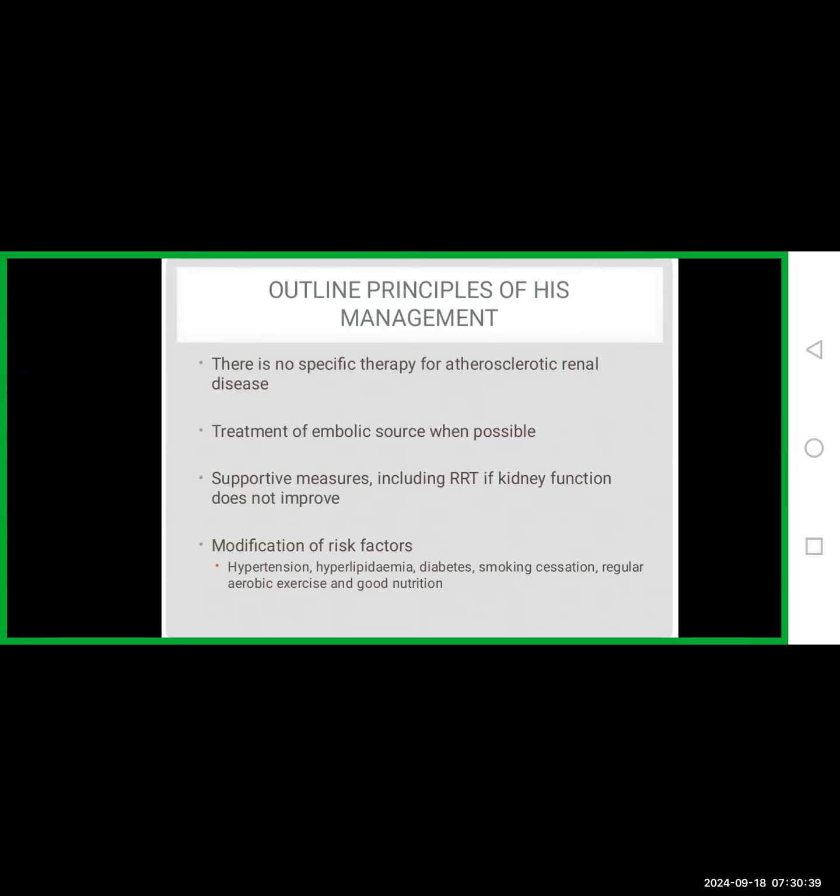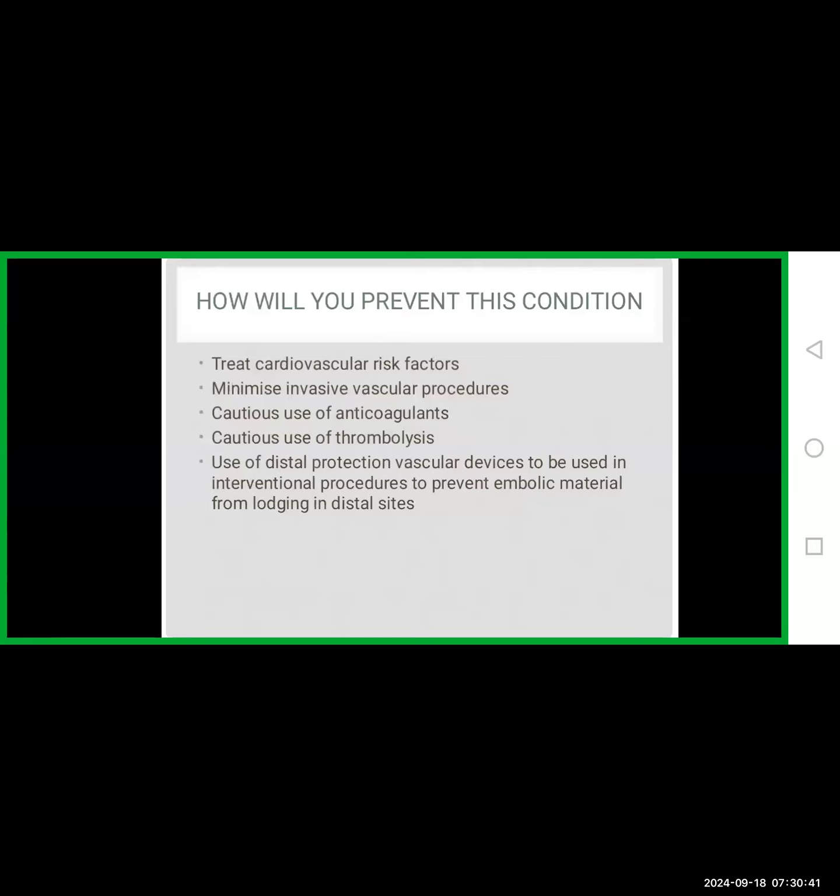How will you prevent this condition? Next slide. To prevent it is to treat cardiovascular risk factors and minimize invasive vascular procedures as much as possible, and cautious use of anticoagulants and thrombolytics. And if a certain procedure has to be done with some catheterization, then use distal protective vascular devices in interventional procedures. This will prevent embolic material from lodging in the distal sites.